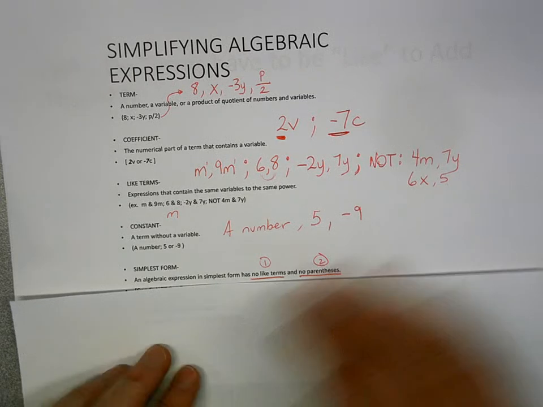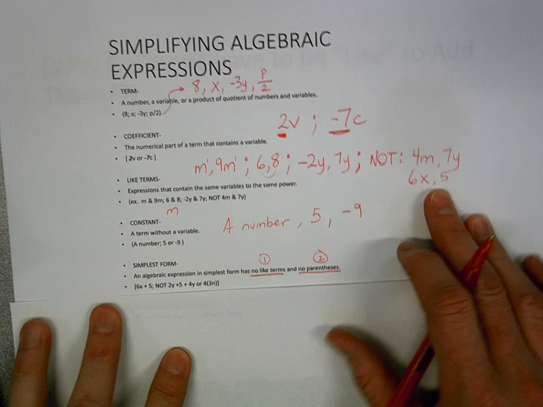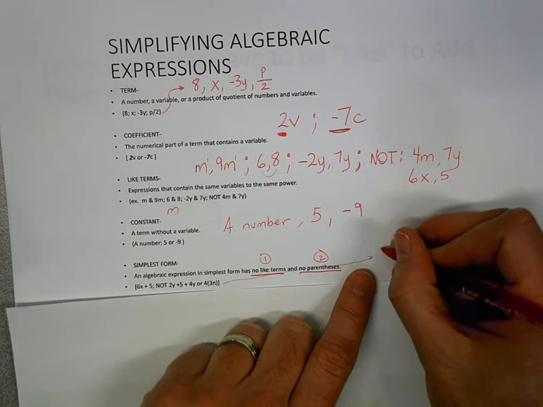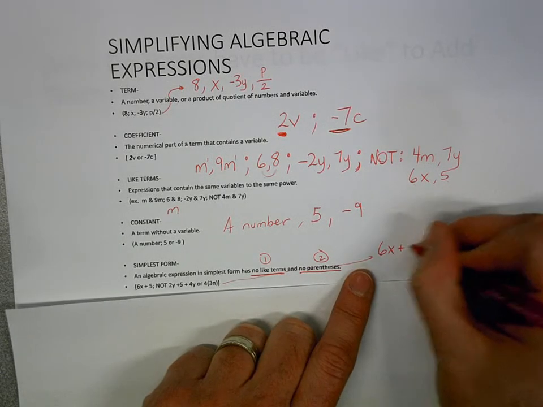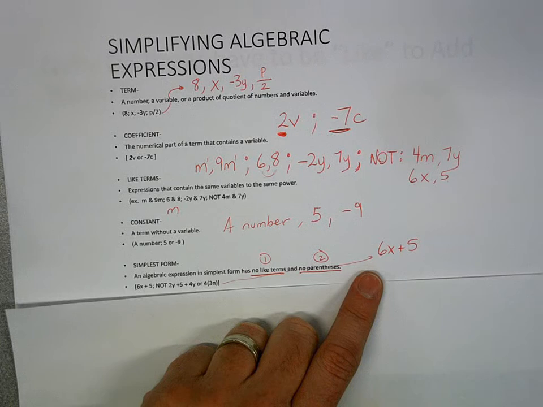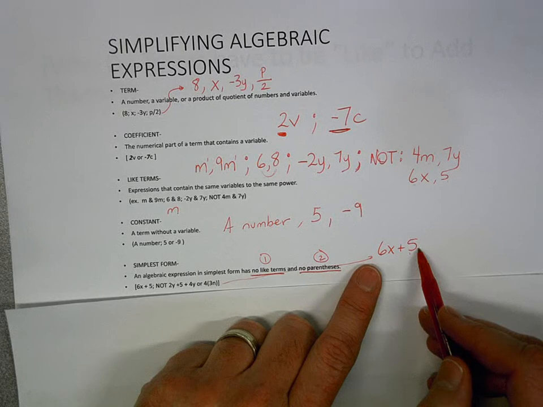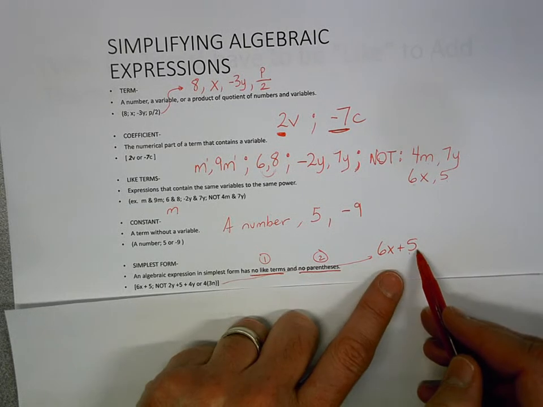All right? So, here we go. I'm going to go ahead and write these over here. Here's some examples. Well, here's one. 6x plus 5. 6x plus 5. No parentheses, no like terms. We have a 6x and a 5.